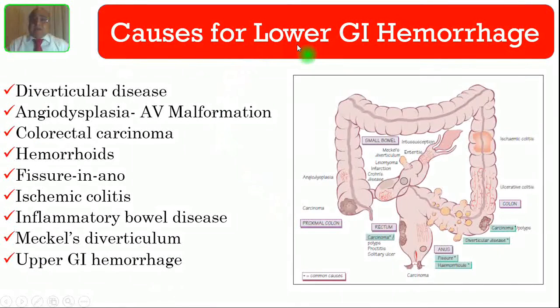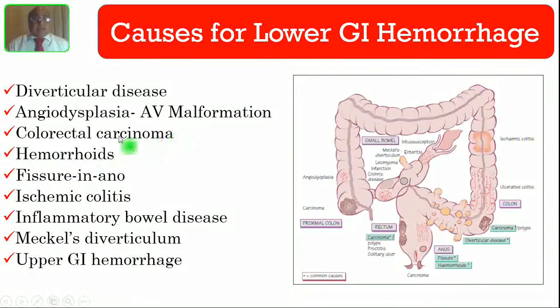So what are the different causes for lower GI hemorrhage? The diverticular disease and the angiodysplasia or the AV malformation. Usually the bleeding will be very profuse and spontaneous, not associated with straining or defecation. Whereas all other bleeding, especially from hemorrhoids and fissure in ano, is usually associated with straining or after passing stools. Both are post-defecatory.